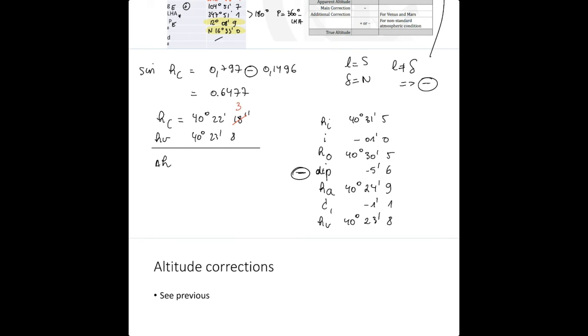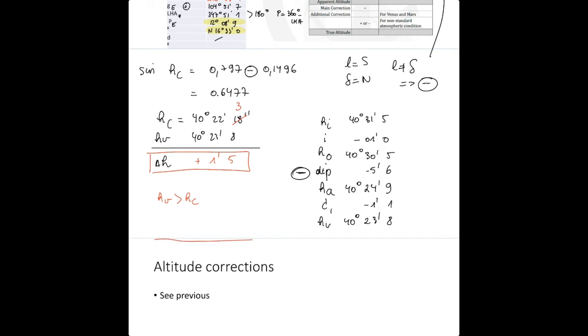This is 0.3. We see that we have a difference of 1.5. And our true altitude is bigger than our calculated altitude. So this means that we are closer to the geographical position than we have calculated with our estimated position. So this means that our delta H is positive.